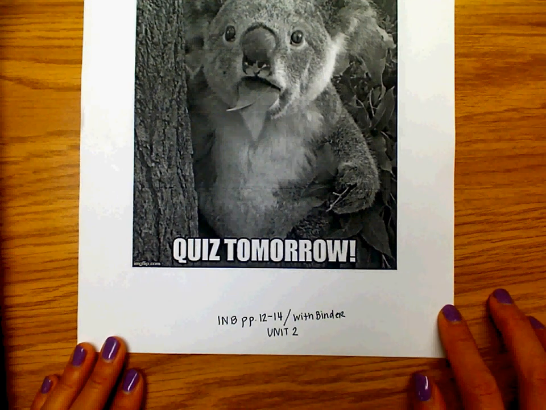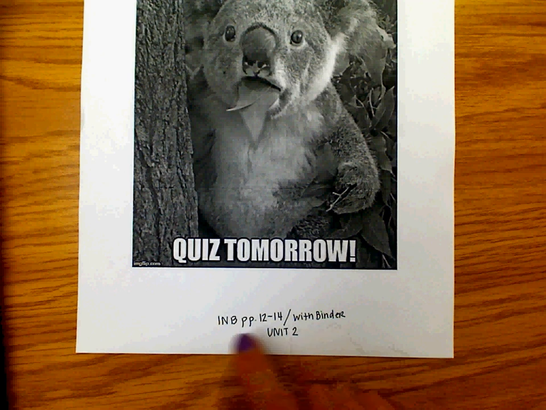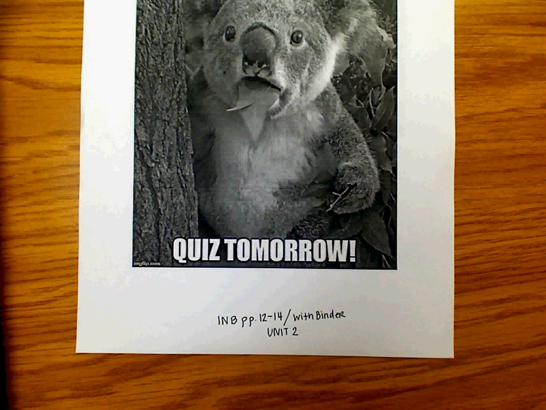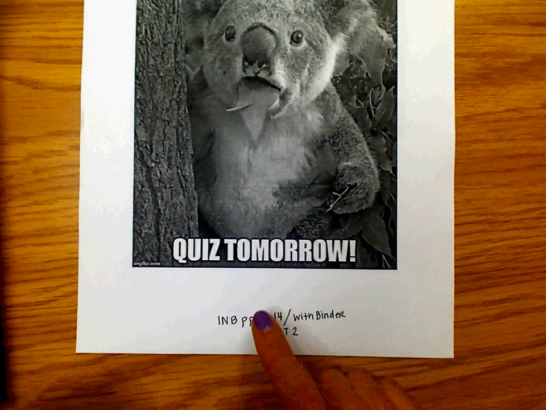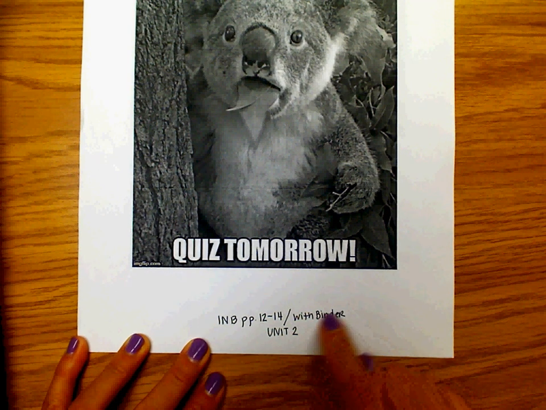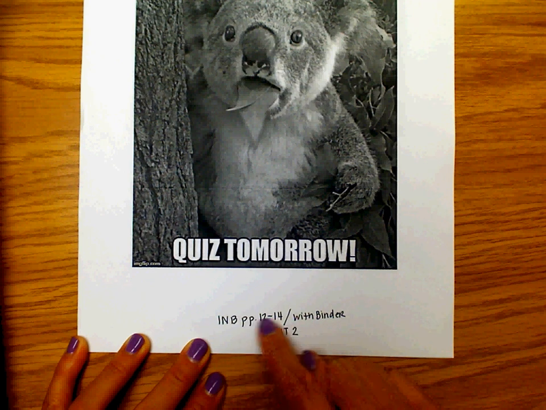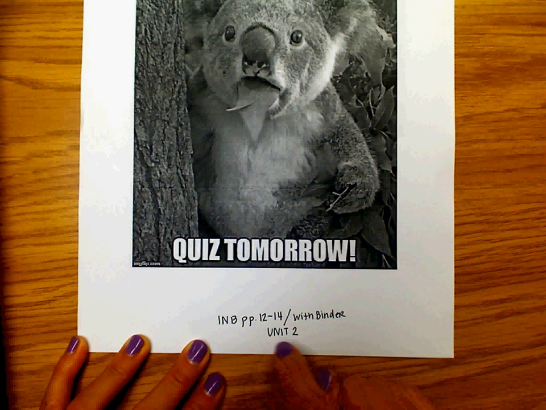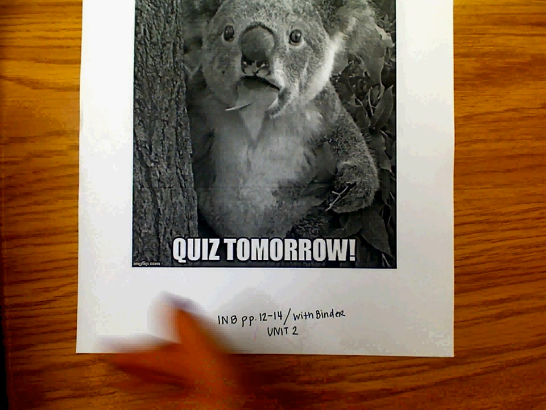Again, we wrote this in our agenda books today, so a good place to look is your interactive notebook, pages 12, 13, and 14. This double P means pages plural. I would also look in the binder so that you know which worksheets go with that, and it's in your unit 2. So here's our interactive notebook.